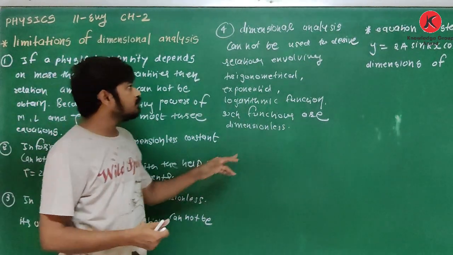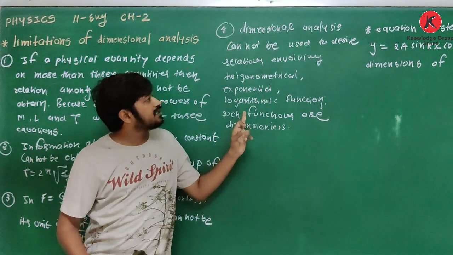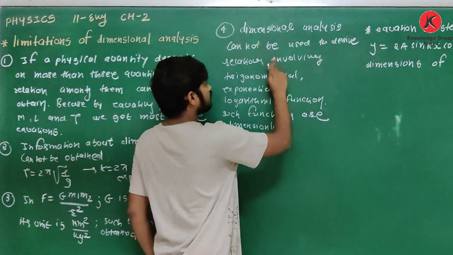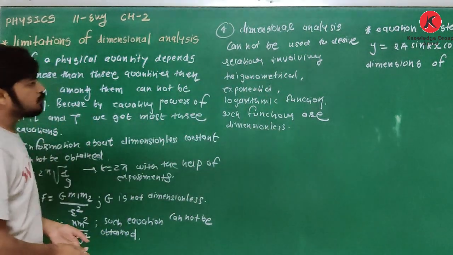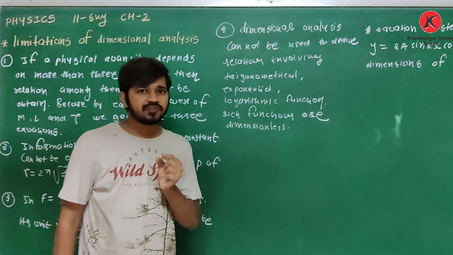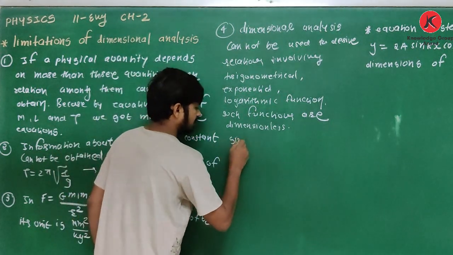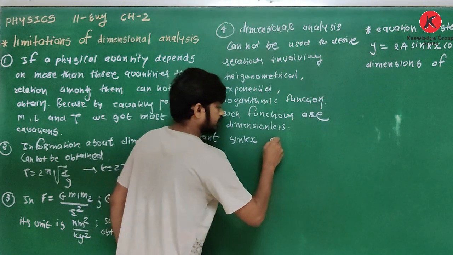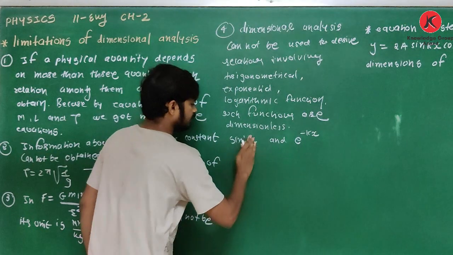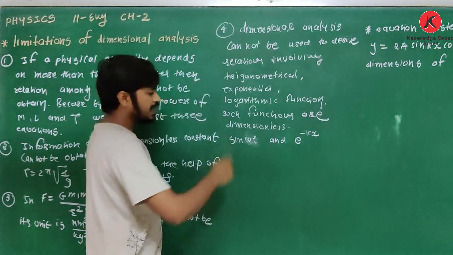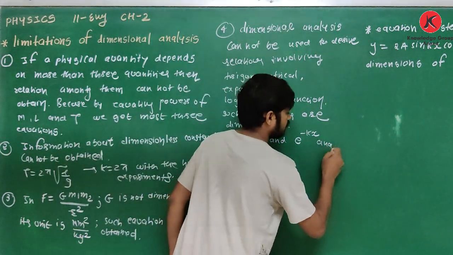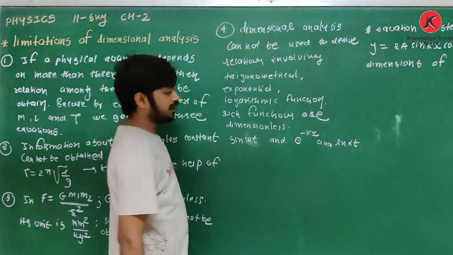Okay, so yes, it is one important one. Dimensional analysis cannot be used to derive relations involving trigonometrical, exponential, and logarithmic functions. Such functions are dimensionless. How? If I have one function sin kx and e raised to minus kx, for example sin omega t and e raised to minus kx, or I have a third equation, that is ln alpha t, log alpha t.